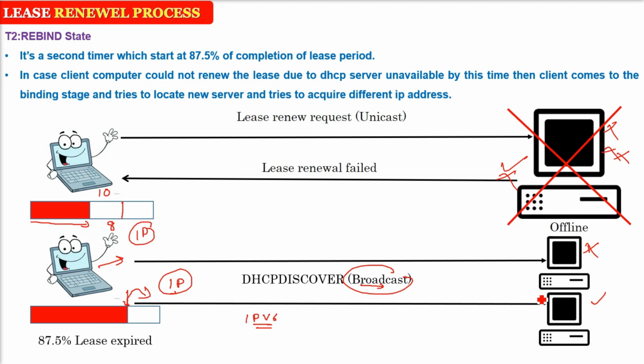But in IPv6, in the rebind state, if a new server is assigning the IP and other configuration, this will not change. This IP and configuration will not change. This is the beauty of IPv6.